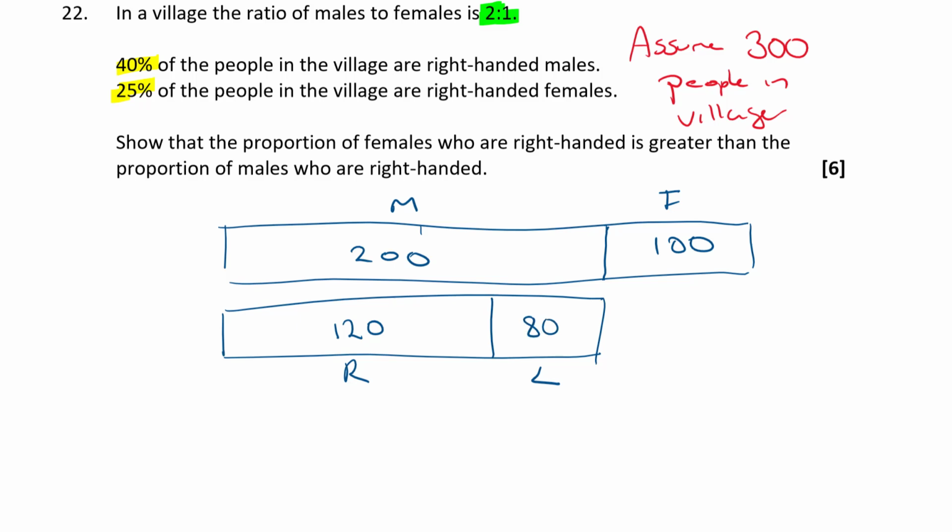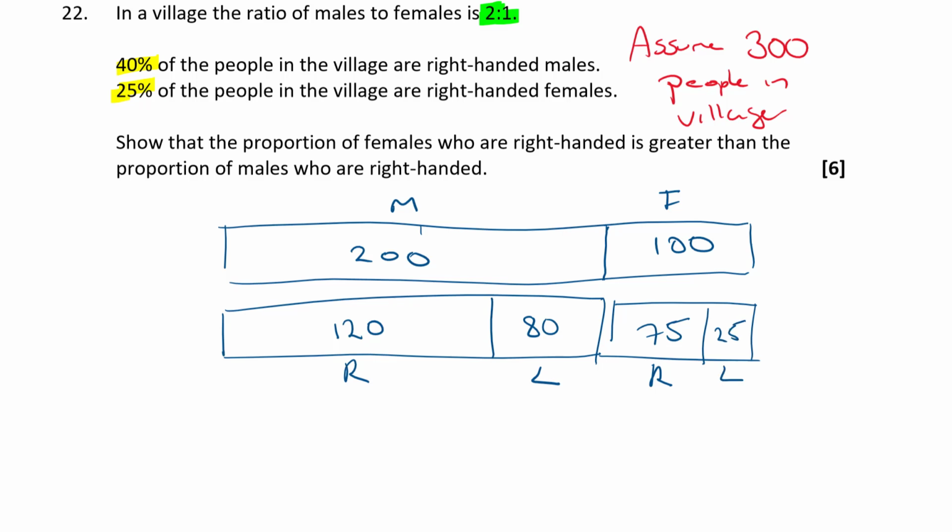Okay? Now, in my female bar, which is of length 100, 25% of the people in the village are right-handed females. So 25% of 300 is 25, 25, 25. That's 75, isn't it? So this bar here, I'm going to divide up into 75 righties and 25 lefties.